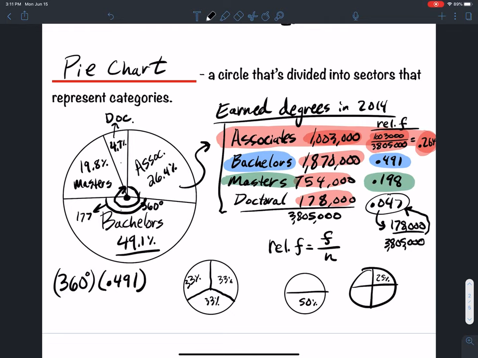Okay. So it looks like almost half the degrees that were conferred were bachelor's degrees. Okay. So bachelor's degrees looks like was the majority of degrees that people were awarded in 2014.